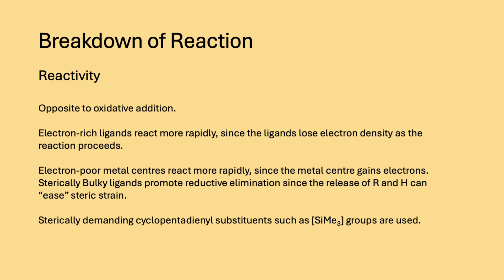More electron-rich ligands bearing electron-donating groups react more rapidly, since the ligands lose electron density as the reaction proceeds. More electron-poor metal centers bearing ligands with electron-withdrawing groups react more rapidly, since the metal center gains electrons. Sterically bulky ligands promote reductive elimination since the release of R and H can ease steric strain in the starting complex, so sterically demanding cyclopentadienyl substituents such as trimethylsilyl groups are used for their effectiveness in promoting alkane reductive elimination under mild conditions.